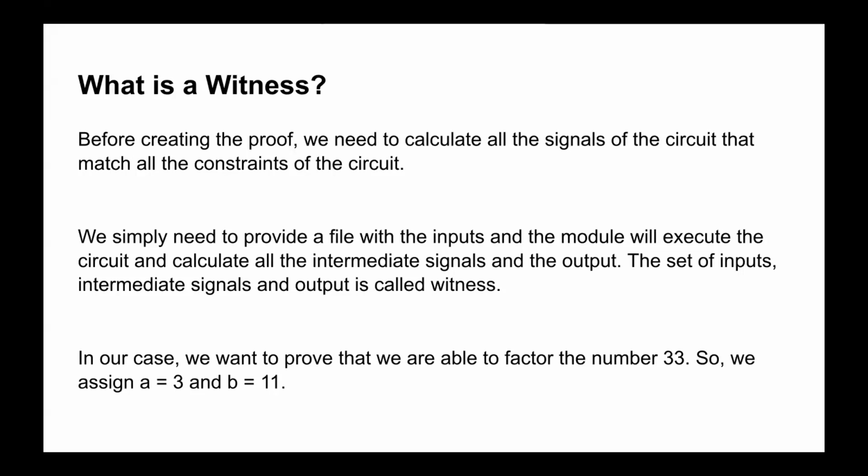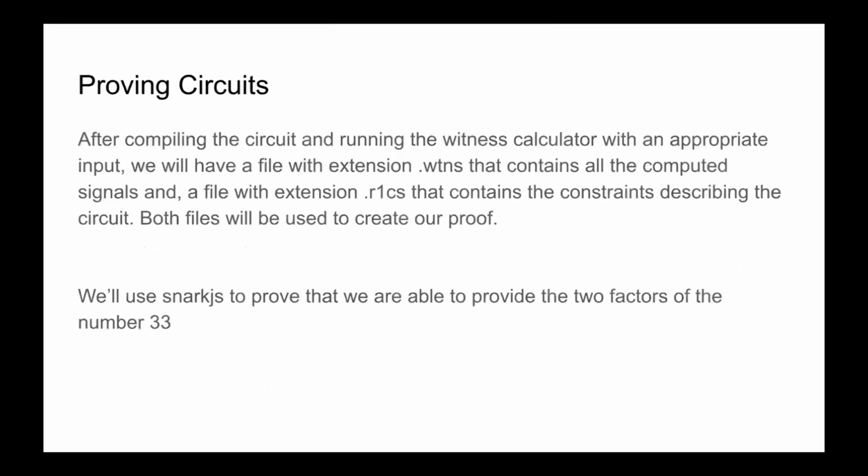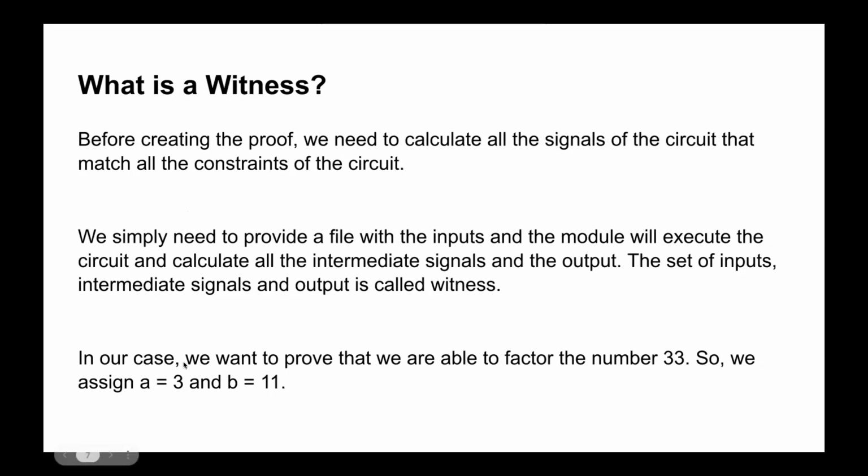In our case, we want to prove, let's say, the number 33. So we can assign 3 and 11. We could also take A equal to 1, and B can be 33. There are multiple such combinations that are possible. So let's say we were able to generate all of them that satisfy this constraint.